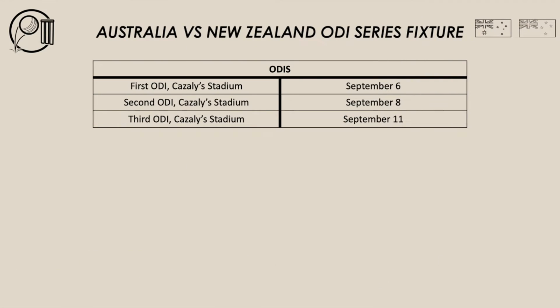Let's have a look at the ODI Series Fixture between Australia and New Zealand. 3 ODIs in this ODI series between Australia and New Zealand. All 3 ODIs will be played in Cairns at the Kalali's Stadium. The first ODI will be on September the 6th. The second ODI will be on September the 8th. And the third and final ODI of the series will be on September the 11th.